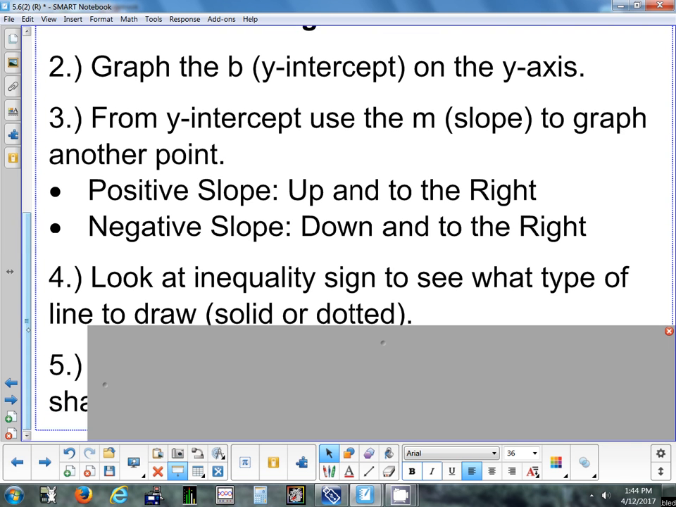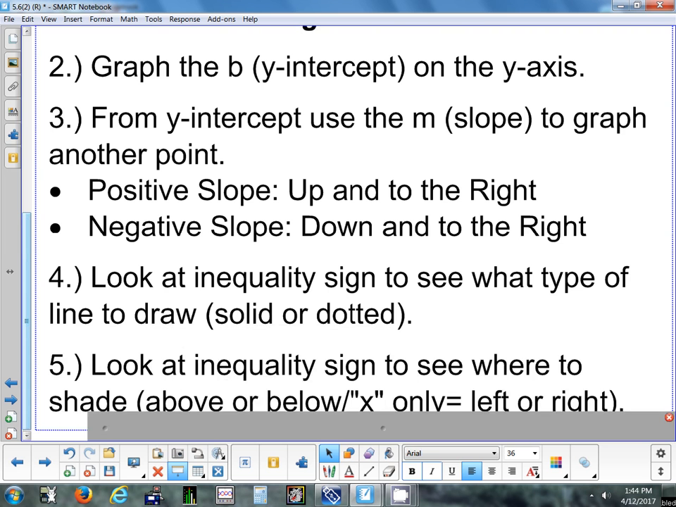Now we're at the last step. So now we've done everything. We've got our dotted line, a solid line. I've got one more step. What is it, Ashley? You have to shade it. Yeah, see where I'm going to shade. So look at the inequality sign to see where to shade, above or below.